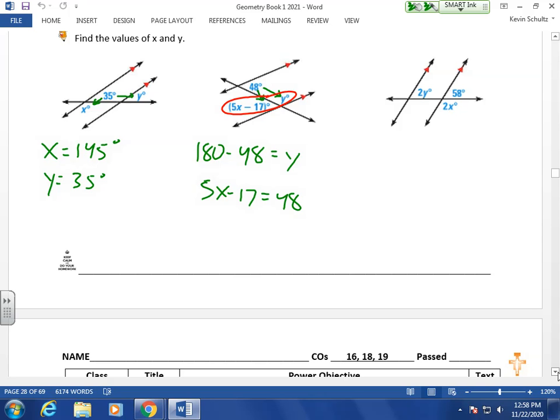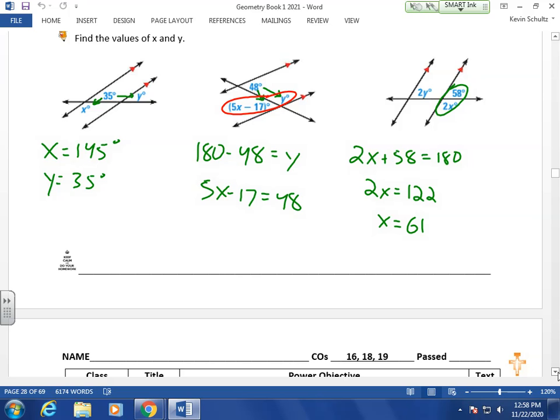All right, so I'm looking at this, and I notice that these two angles make a linear pair, and so their sum has to be 180. So 2x plus 58 has to equal 180. Subtract 58 from both sides. We get 2x equals 122. Divide both sides by 2. And we get x equals 61. Okay.